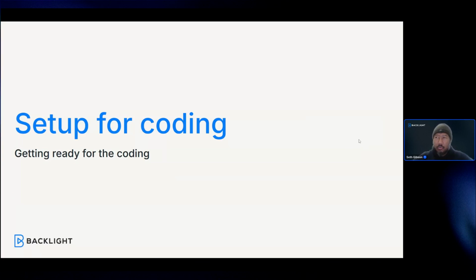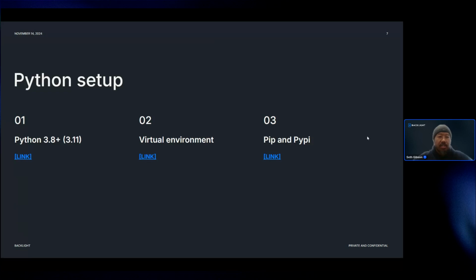One of the neat things about the Ftrack API is it's pretty vanilla Python. So there's nothing really special you need to do. There's no specific IDE or any plugins that you really need besides the basics. So for Python, we recommend that you're on 3.10 or 3.11. The minimum version you'll want to use is Python 3.8. And we also recommend that you set up a virtual environment.